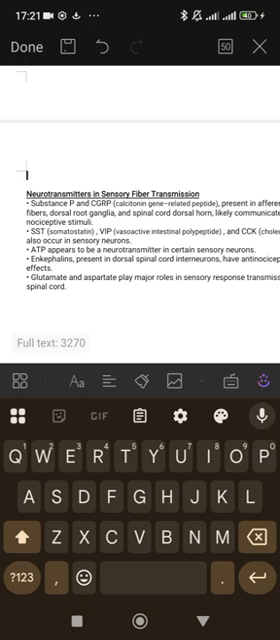Now, these transmissions we're talking about cannot occur without neurotransmitters. You've done neurotransmitters, right? So just mention some of these neurotransmitters.